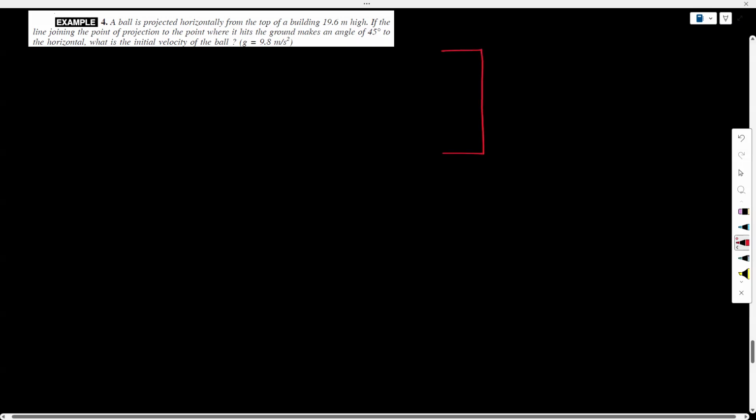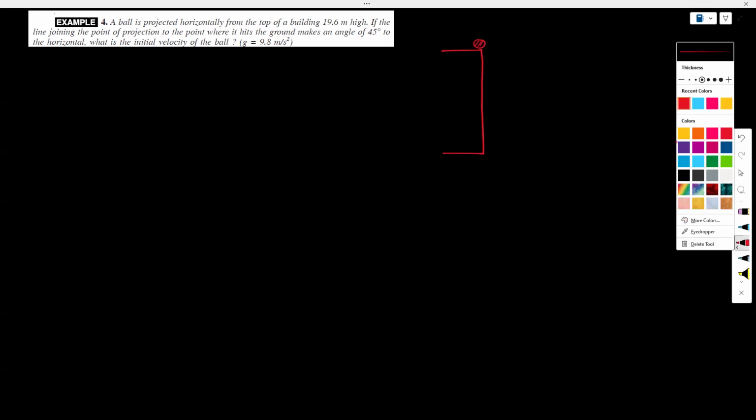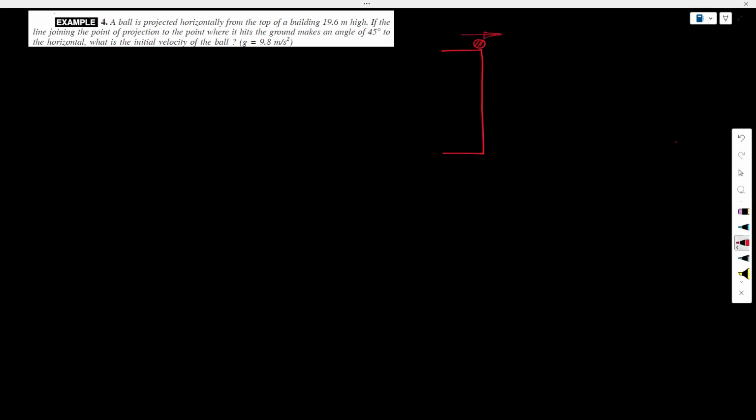So we have a building top. From there we are projecting a particle in the horizontal direction. So it is going to have a particular velocity, and the height of the building is 19.6 meters. So we know that it will come and hit the ground at some point, right? So that is the ground level.